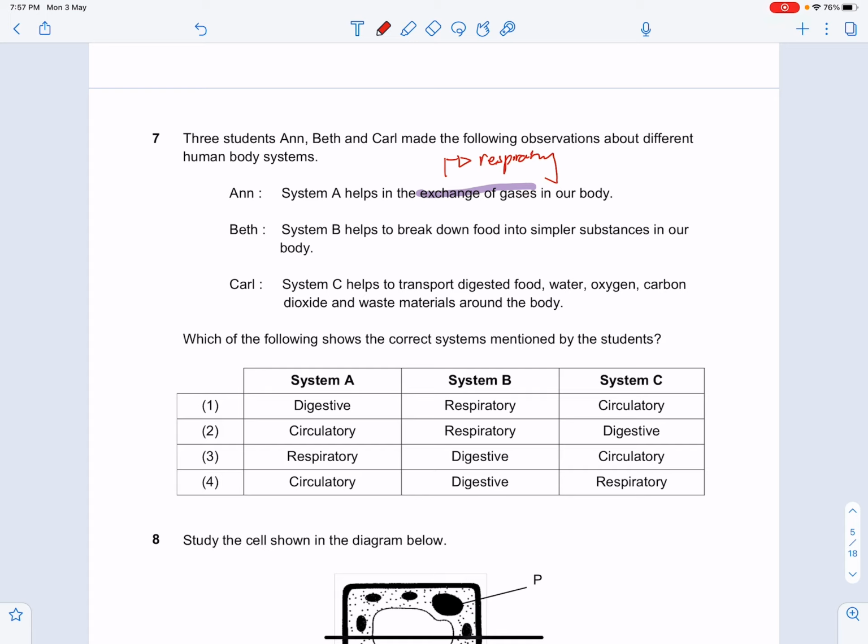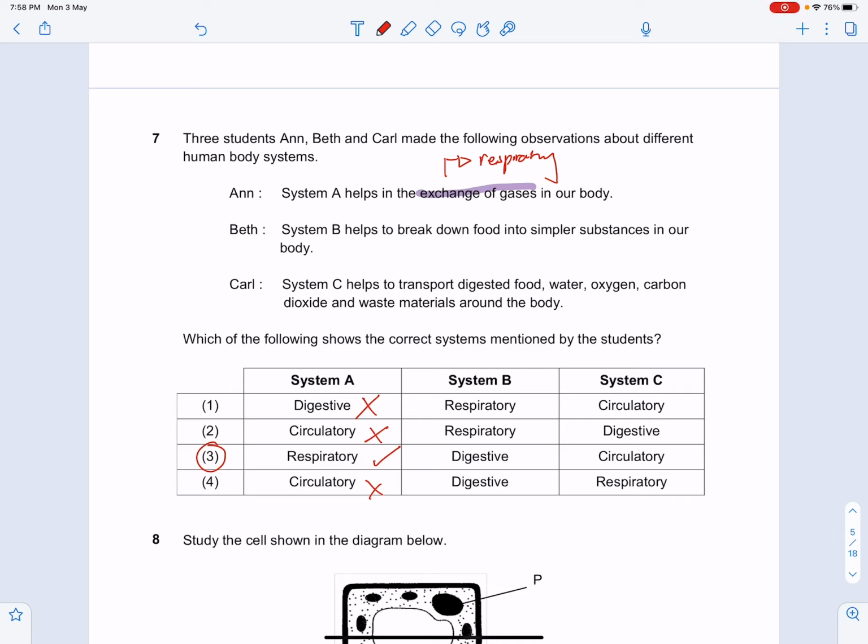Just by that, and looking at the options, I already know that I can eliminate a few. System A cannot be digestive because it does not help with gaseous exchange, and I've identified the respiratory system, so I can cross this out. It is not the circulatory system, because the circulatory system helps with delivering items around the body, so I can cross it out. So basically, I have identified my answer is option 3. However, I want to make sure that it's true, so I'm going to cross-check the remaining ones.